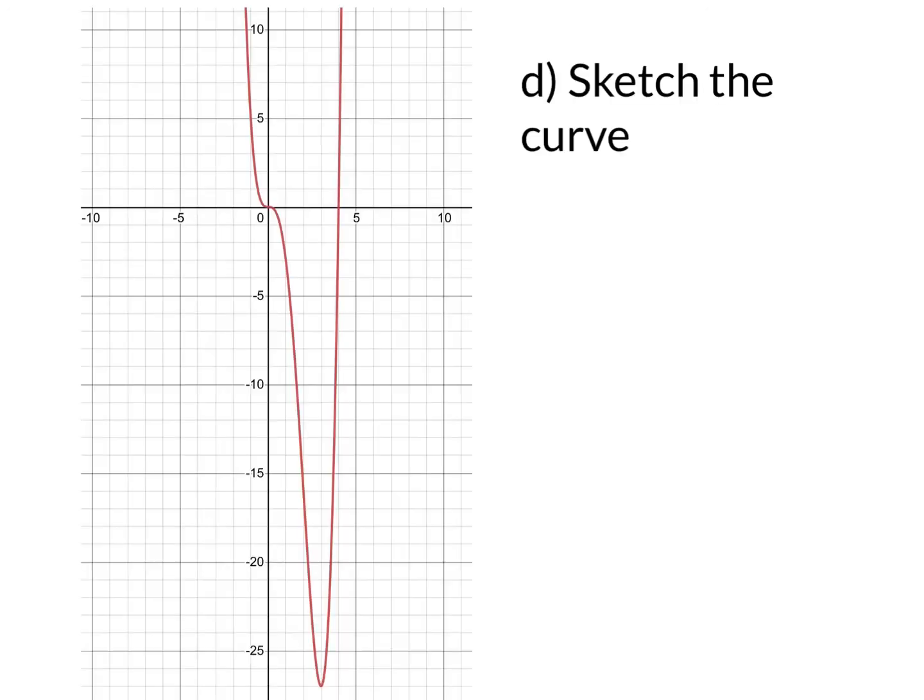And there's the sketch of the curve. So you can see at (0, 0) we have a stationary point of inflection. At (3, -27) we have a minimum turning point, or where it's concave up. So notice down there it's pointing upwards on both sides. And when x was 2 and y was -16, that's where our point of inflection is.